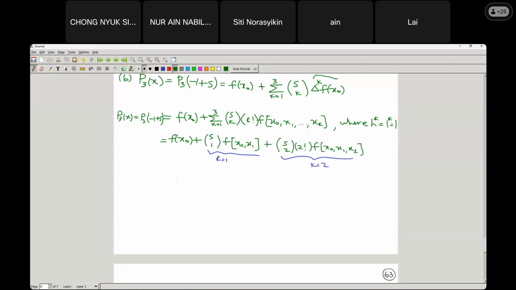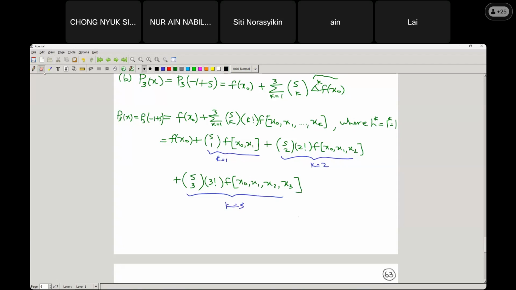Next, I have k equal to 3. So I have s3 times the 3 factorial, so this is f[x0, x1, x2, x3]. I know that this is for k equal to 3. What you have to do right now is begin to substitute the values.